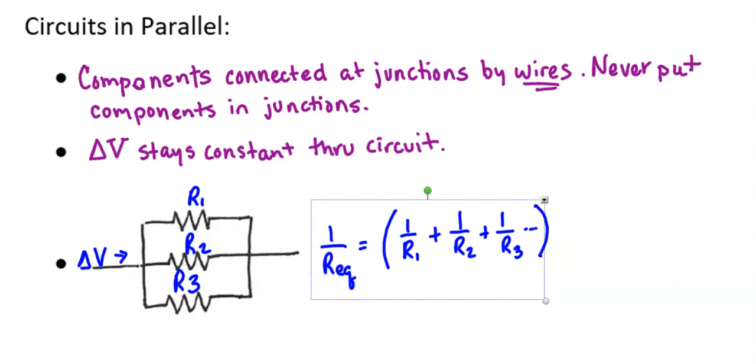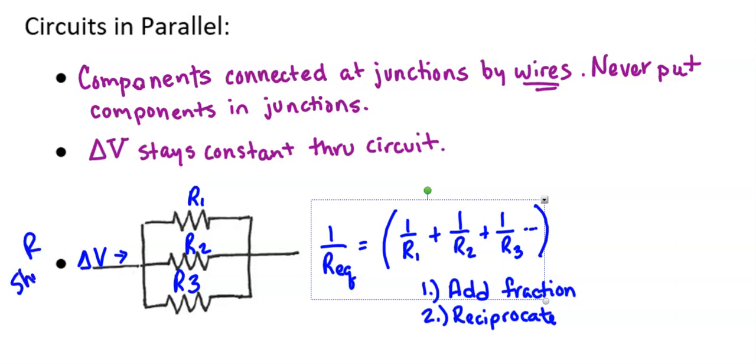So the procedure here, just in case we're watching these without our other videos around, is we're going to add the fraction, and then we're going to reciprocate, or flip it over. And what this means is that when we're in parallel, resistance shrinks. The amount of resistance I can expect is less than just adding up the pieces.